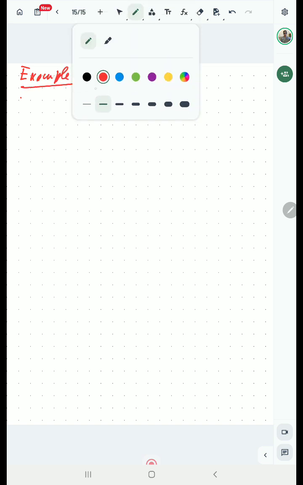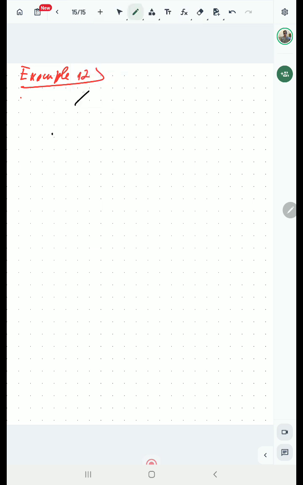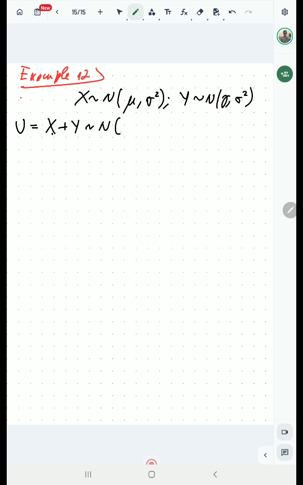Example 12 tells you that you have u, so maybe we should start from x. X is normal with mu and sigma square, and y is also normal with gamma and sigma square. So the variances are equal, but the means are different. So we have u, which is equal to x plus y. So we know that that is going to be normal, but we don't know what its mean and its variance are, right?